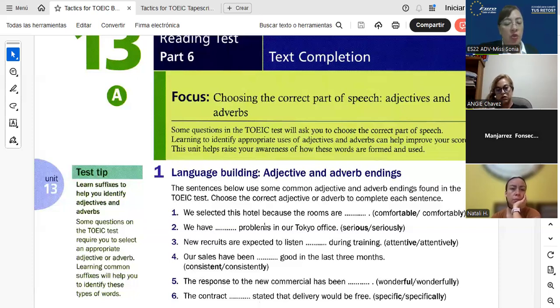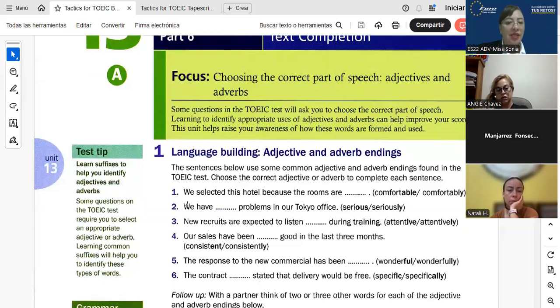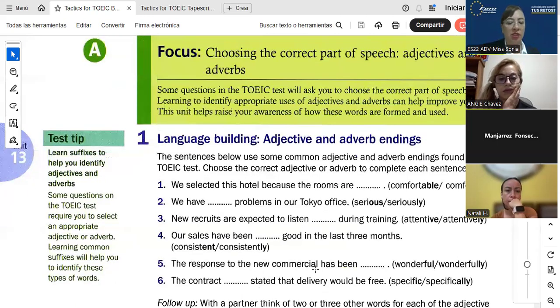And in this language building, help me please, guys, complete these ideas. The sentences have common adjective and adverb endings found in TOEIC texts. What is the correct adjective or adverb to complete each sentence? Let me just zoom in. It's better now. What would you say in each case?